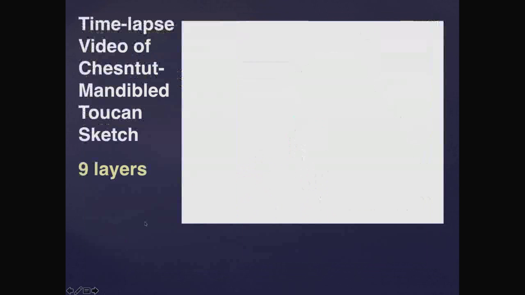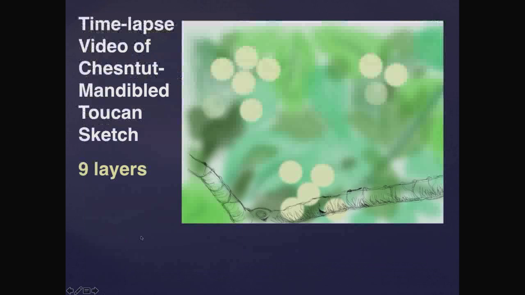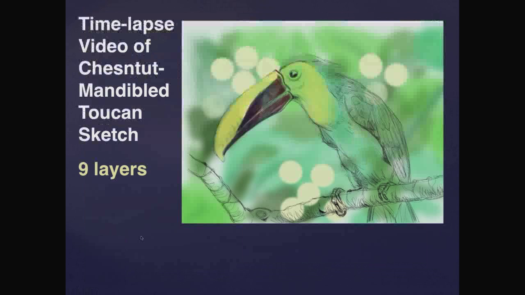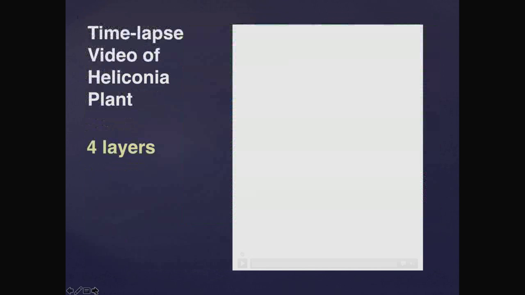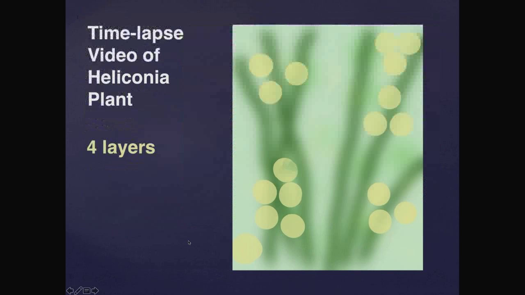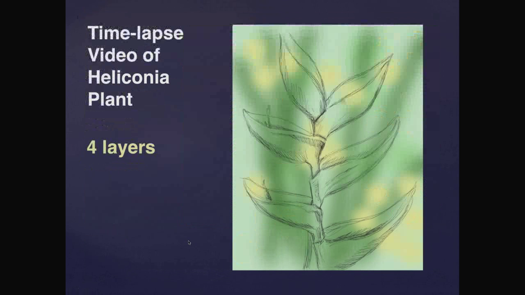So we're going to go to another one. So here's another one. This is a time-lapse video of a chestnut-mandibled toucan sketch that I did. This is from a photo that I took of this actual bird in Costa Rica when I stayed at an eco lodge called Lapa Rios some years ago. And boom, there's that. Okay, and then let's see here. Whoop, I'm going to go to a new one. And then here's another time-lapse video of a heliconia plant, a tropical plant. This is also from Costa Rica.